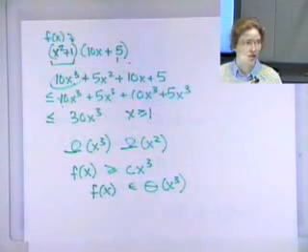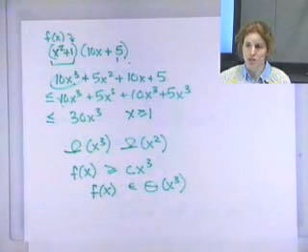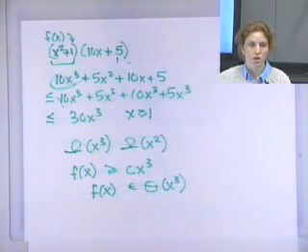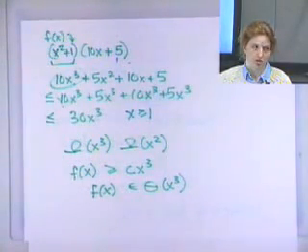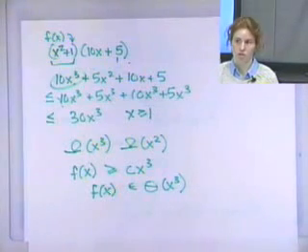But it's not in big theta of x to the fourth, right? We could prove that it's in big O of x to the fourth, but it's not in big omega of x to the fourth. Because it's not bigger than x to the fourth, it's smaller than x to the fourth, so it can't be in big omega of x to the fourth.